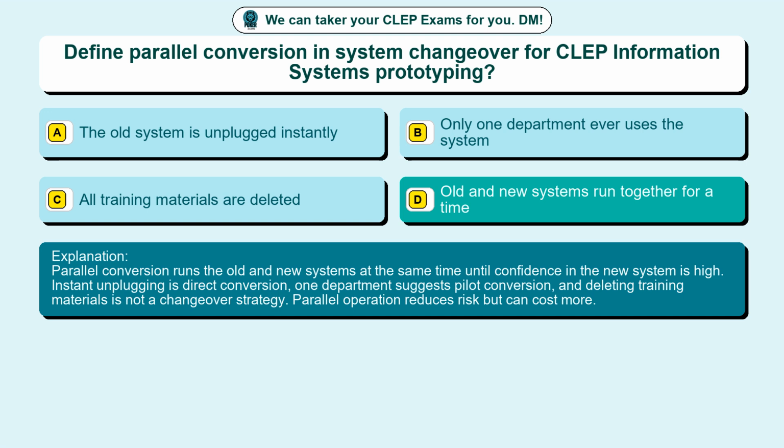Parallel conversion runs the old and new systems at the same time until confidence in the new system is high. Instant unplugging is direct conversion. One department suggests pilot conversion, and deleting training materials is not a changeover strategy. Parallel operation reduces risk but can cost more.